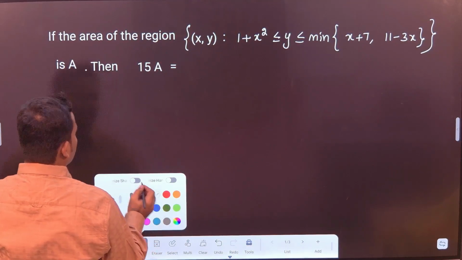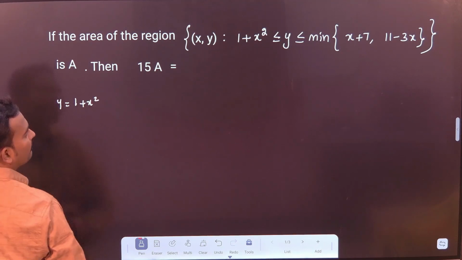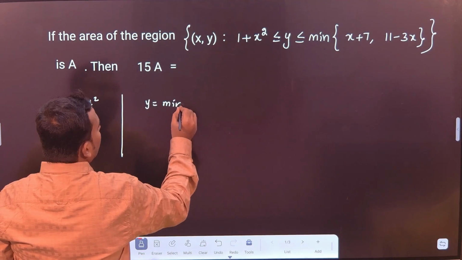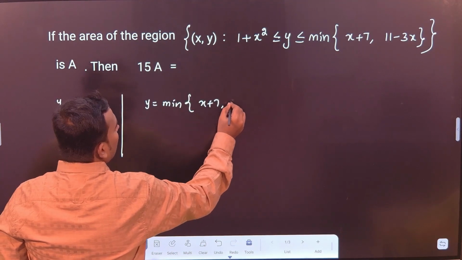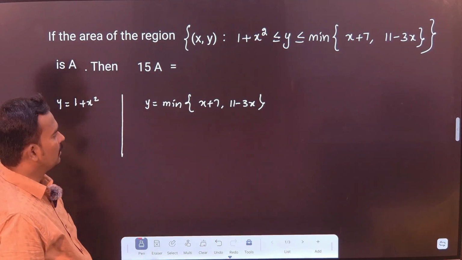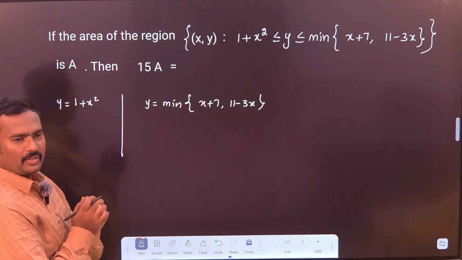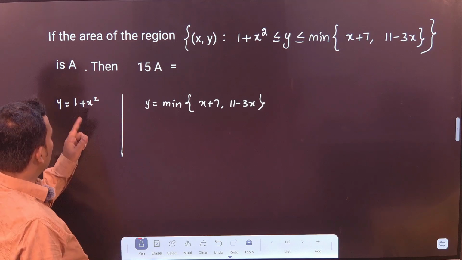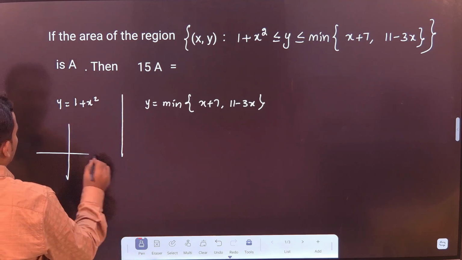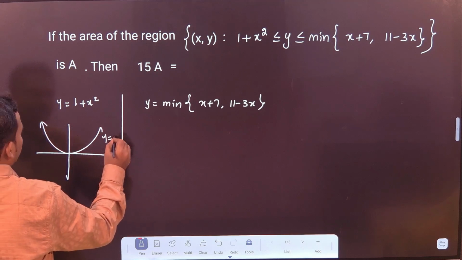Okay, the first thing is, you can see 1 + x², that is equal to y. And then the second thing is y equal to the minimum of x + 7 and 11 − 3x. So first, you have to draw the figure separately. How to draw this? Very simple. Let's take the reference graph, which is the x² graph, y = x².